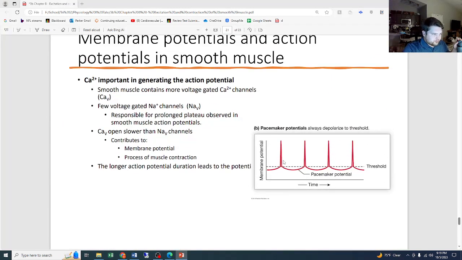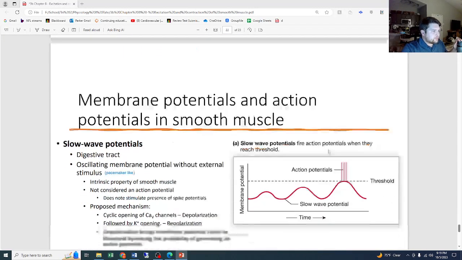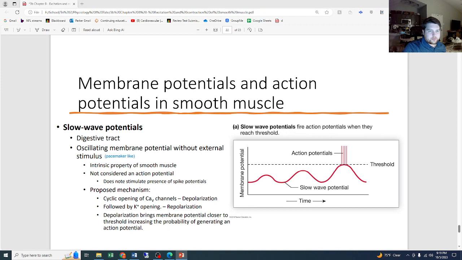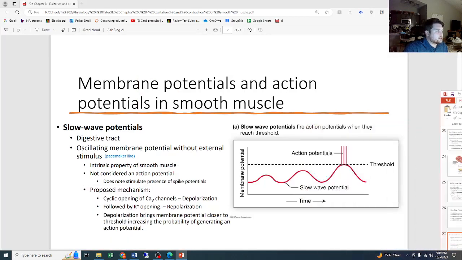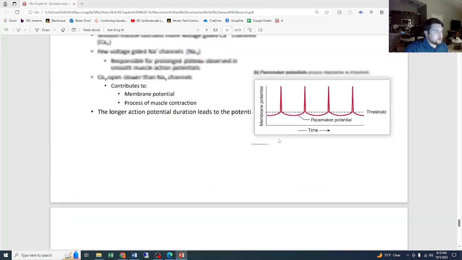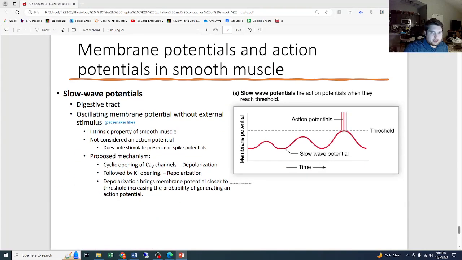Apologize, two different things. Pacemaker potentials are one thing. These slow wave potentials are something else entirely. They're both in the same boat. They kind of happen by themselves. The slow waves and the pacemaker potentials both are occurring without external stimulus.